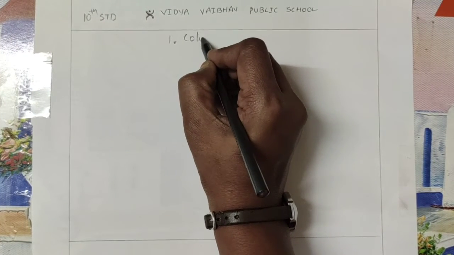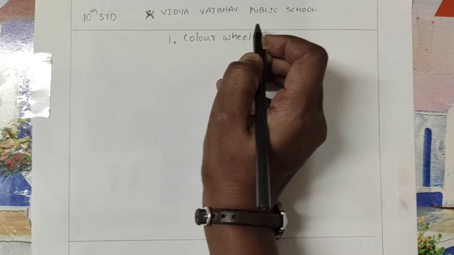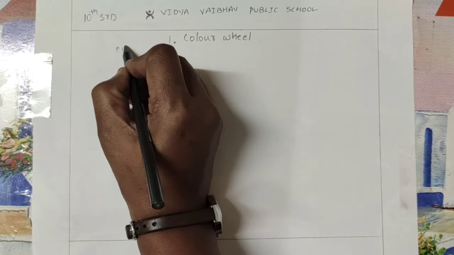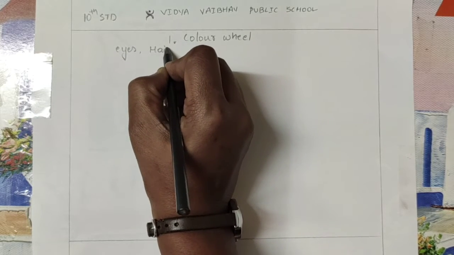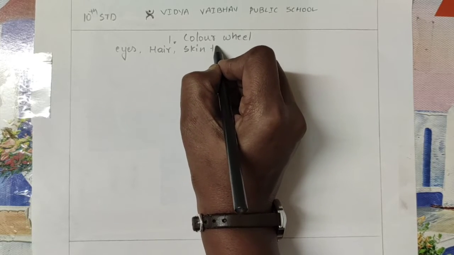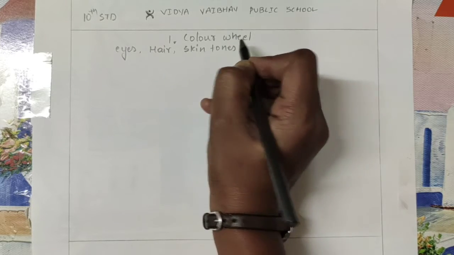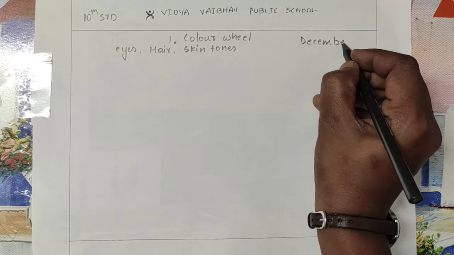The first topic we are going to learn is the color wheel for eyes, hair and skin. This is for the month of December.